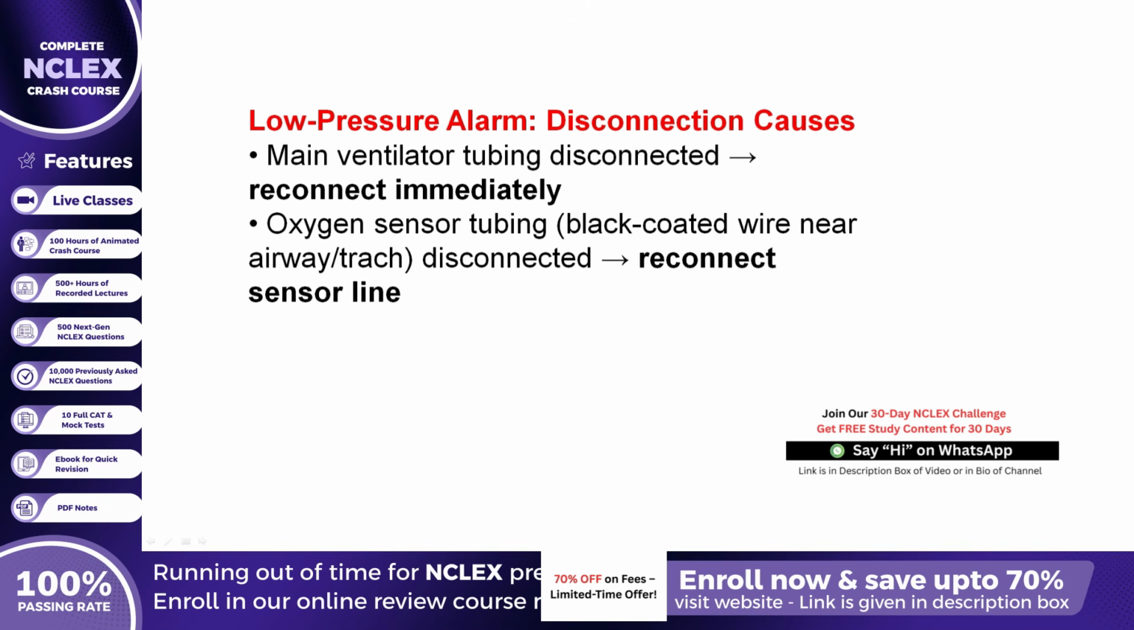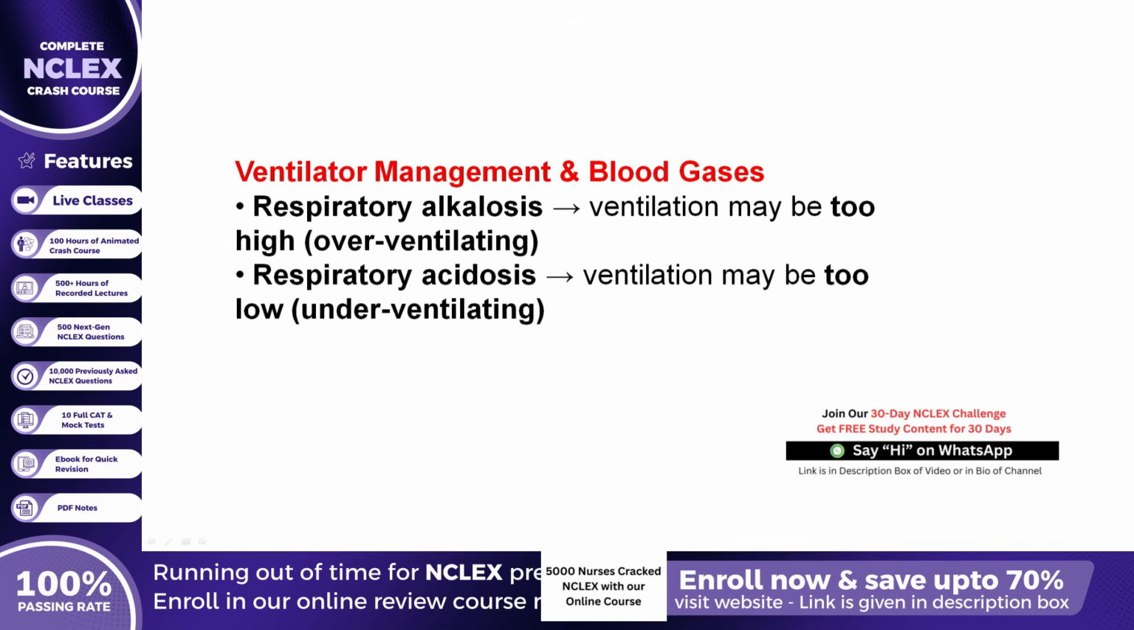And lastly, we explain that oxygen sensor tubing, which is the black-coated wire near the airway or tracheostomy, must also be reconnected if it becomes disconnected. To begin, when we look at ventilator management and blood gases, we start by recognizing that respiratory alkalosis means the ventilation may be too high, which indicates the client is being overventilated.